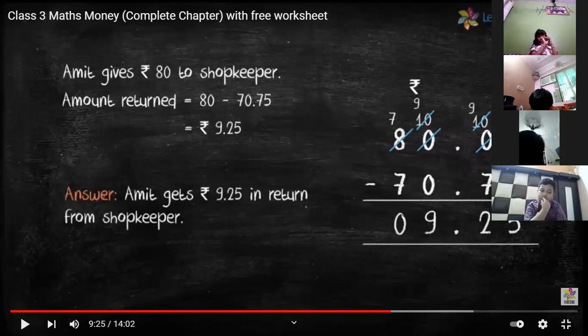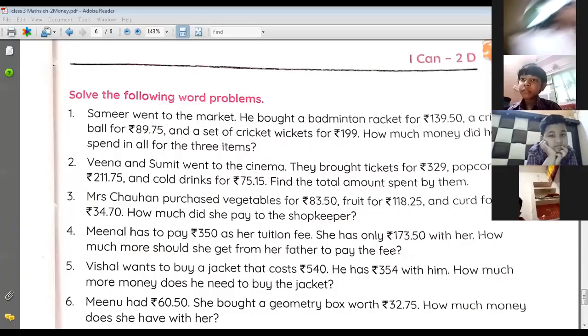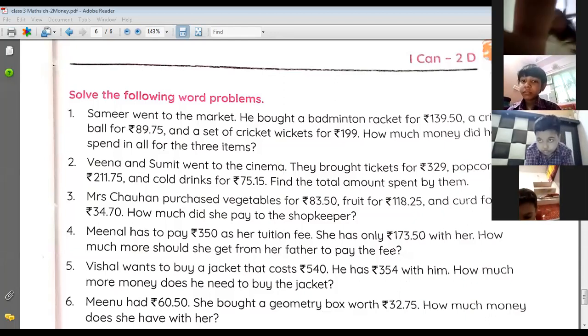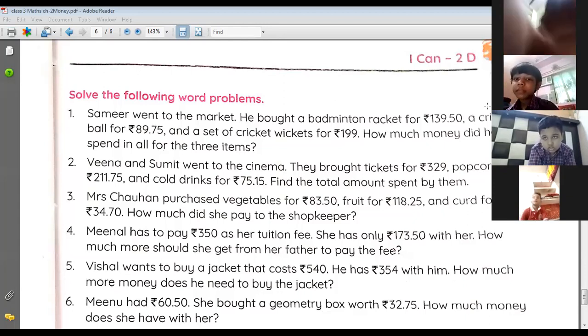Now we are going to move to the book questions. Okay, exercise. So here we are going to continue with exercise 2B, that is totally based on the word problem. Shivansh, are you ready for the first question? Yes. Beta, read the first question.